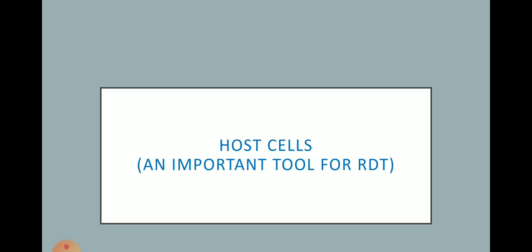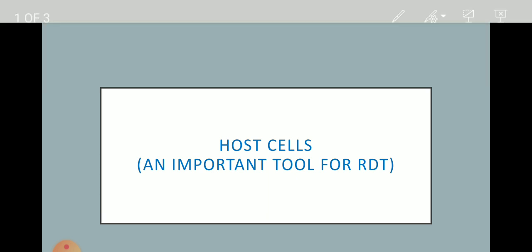Apart from Escherichia coli and yeast cell, some common animal and plant cells are extensively used to produce transgenic animals and transgenic plants that we call GMOs, genetically modified organisms.